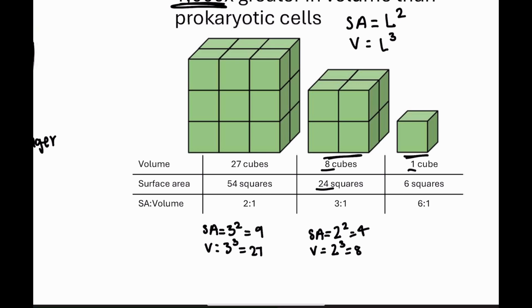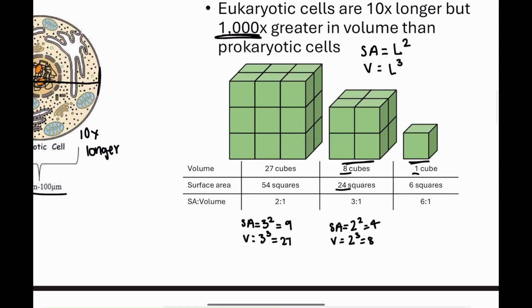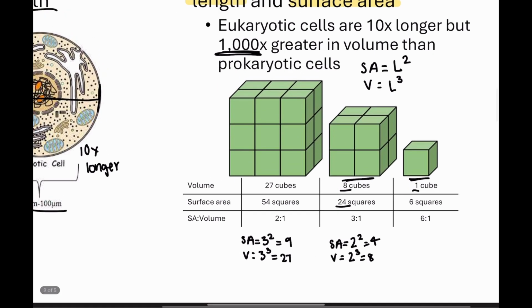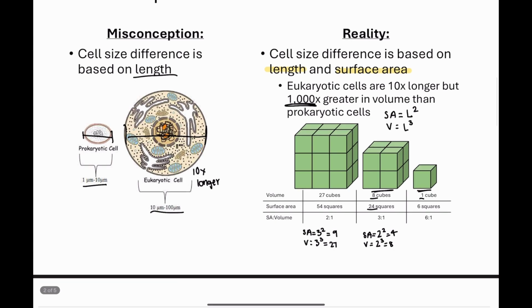The faster our volume grows, the less surface area is available to exchange nutrients, oxygen, and waste relative to that cell's need. And that's why our cells remain small, and why they had to evolve and adapt and get specialized structures in order to increase their surface area to increase their efficiency.